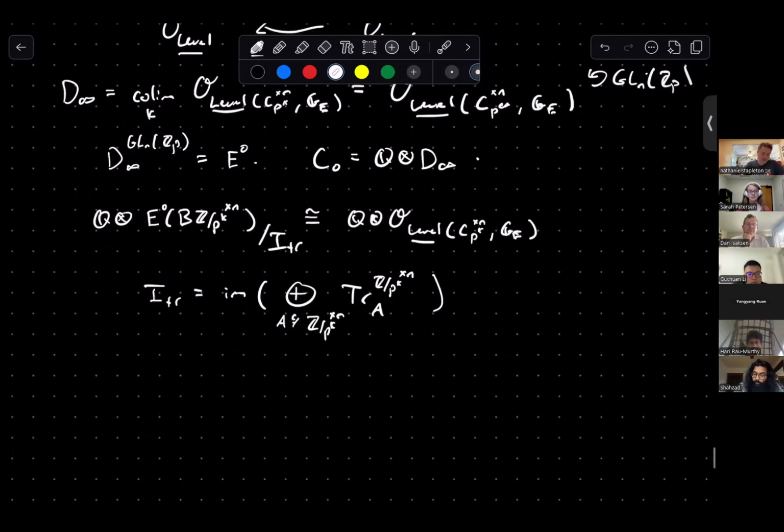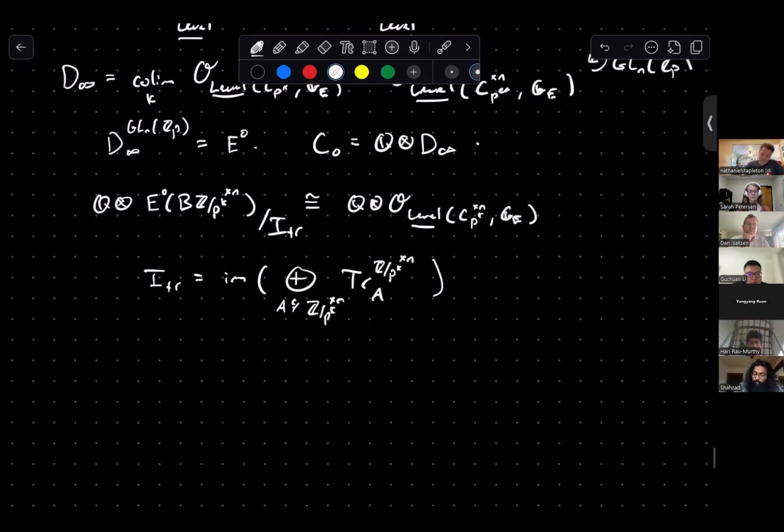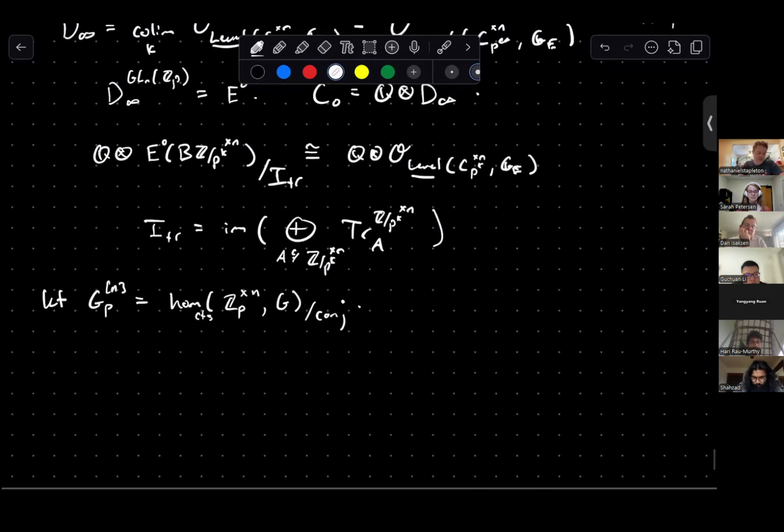Okay, we're set up to talk about character theory, actually. So what is going to play the role of conjugacy classes? Let's let G_{p}[n] be the set of continuous maps from Z_p^n into G, mod conjugation. So what is this? This is conjugacy classes of n-tuples of pairwise commuting p-power order elements inside of G.